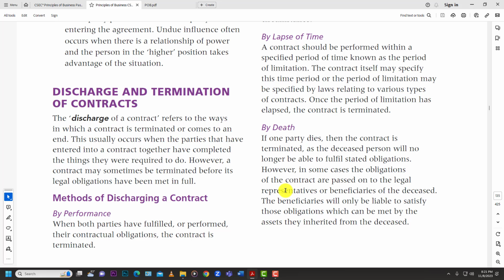And by death, if one party dies in the contract, then the contract is terminated. As simple as that. And so those are the simple ways the contract can either be discharged or terminated. And so again, there's a video in depth looking at contracts. Take a look at that video for a better understanding.